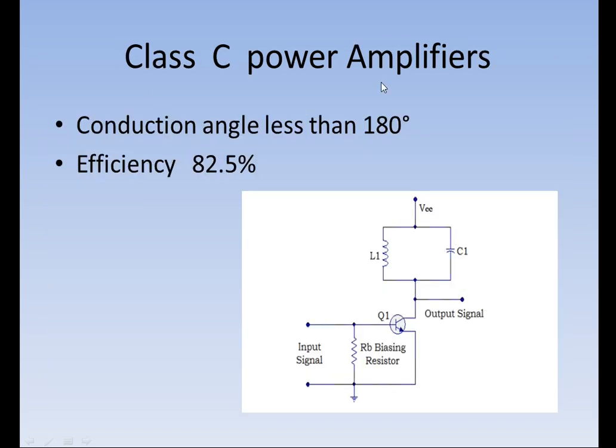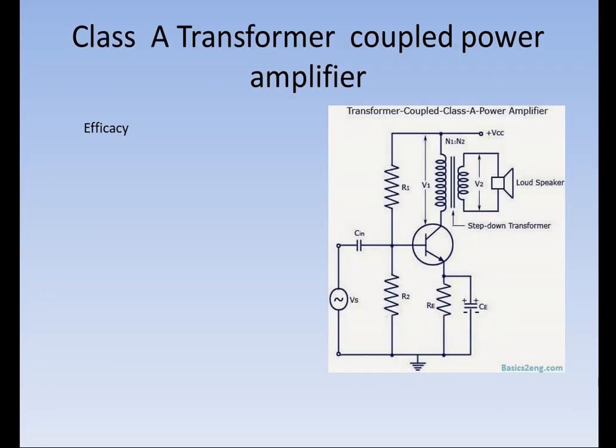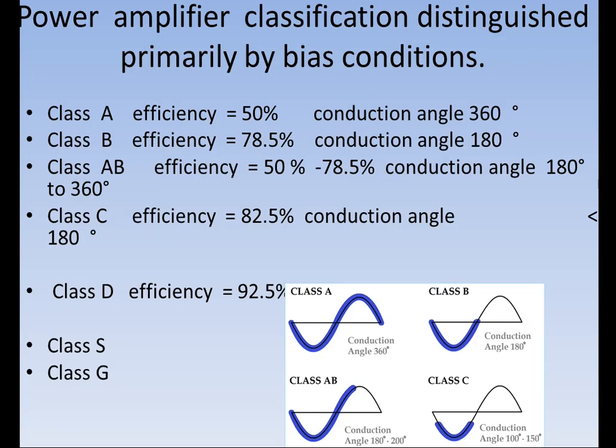Lastly, the class C. We said class C has a conduction angle of less than 180 degrees and higher efficiency. This is the basic circuit of a class C. Generally tuned circuits are employed, and here a biasing resistor, which is generally grounded. Sometimes we give some negative voltage. So only at a particular level of the input will it conduct. It will not conduct for the entire input signal, only part of it, and the circuit will oscillate. This is a class C power amplifier. So this is the overview of power amplifiers.